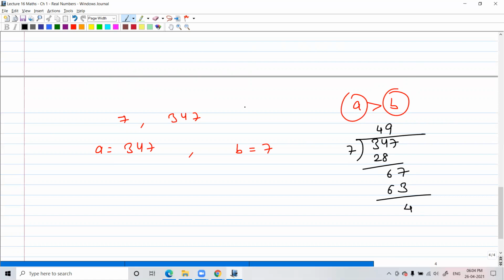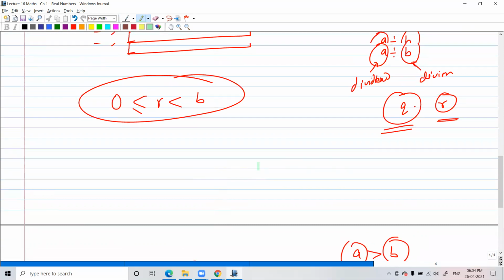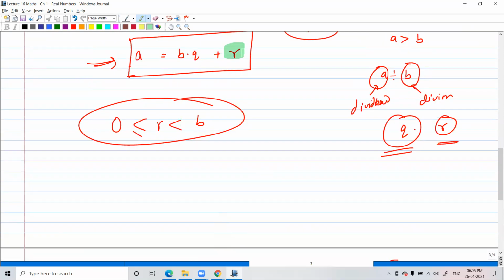4. Now, can this remainder ever be greater than 7? No, sir. It will always be less than 7, no? Yes. That is what this idea tells you, that the remainder R will always be less than the divisor B.